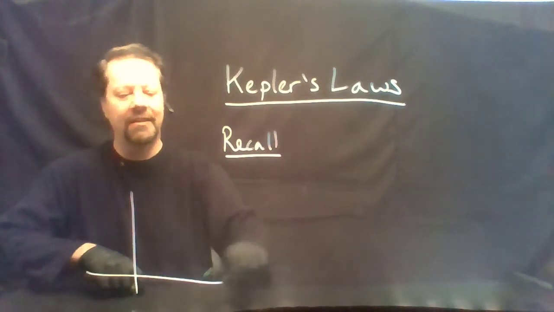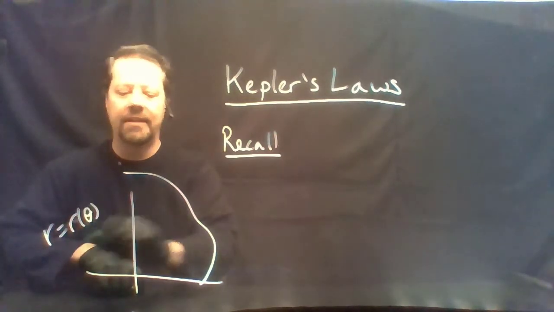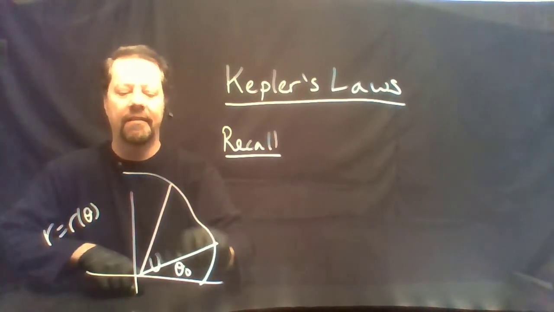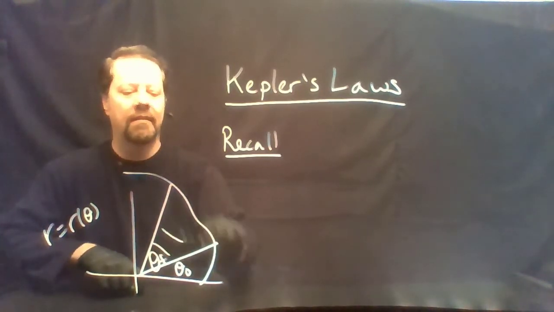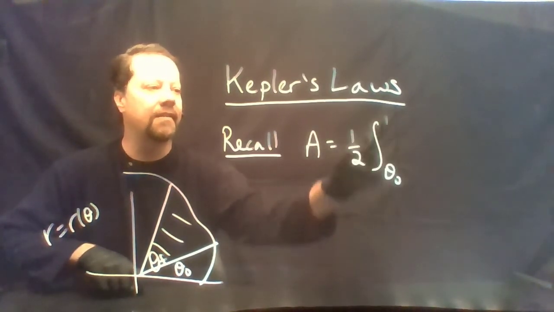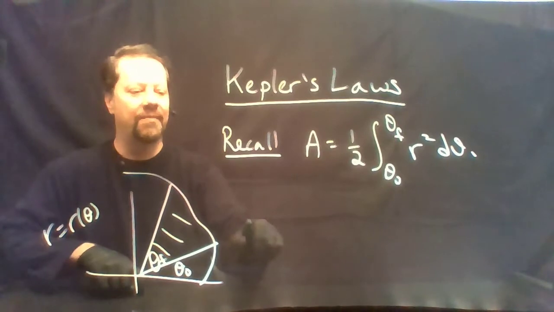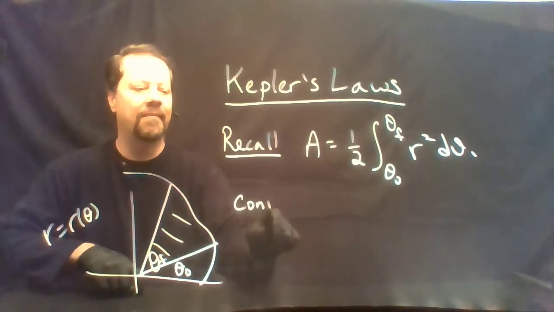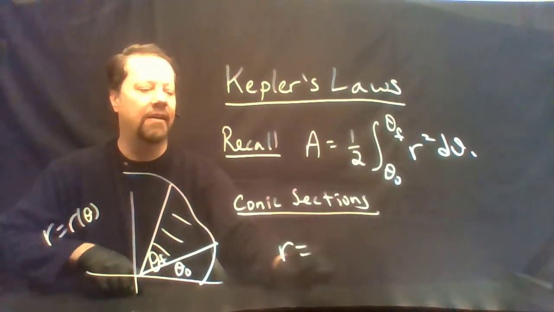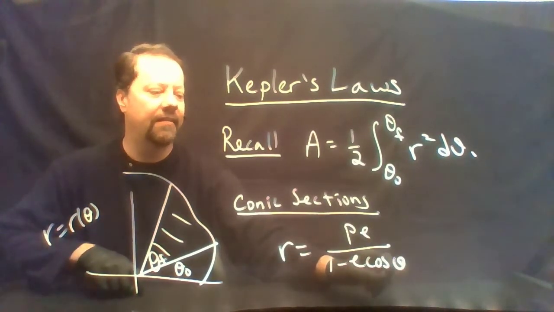If you are calculating the area of a curve in polar coordinates, r is given as a function of theta, between some theta naught and theta final, the area is 1/2 the integral from theta naught to theta final of r squared d theta. Also, in polar coordinates, conic sections are given by r equals pe over 1 minus e cosine theta.